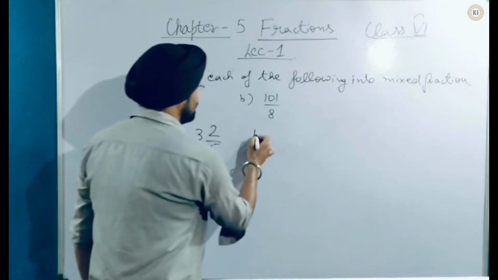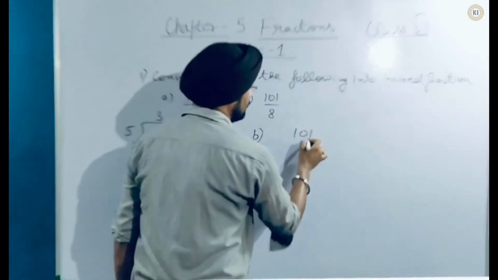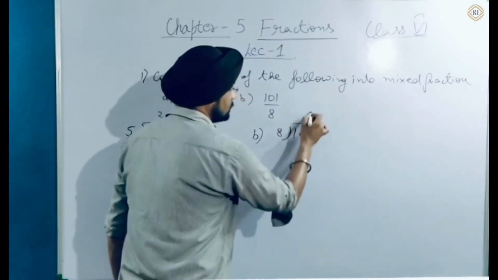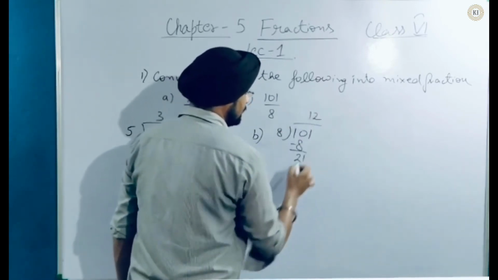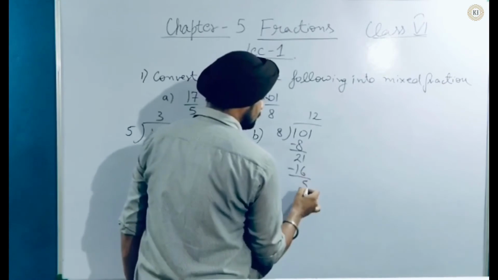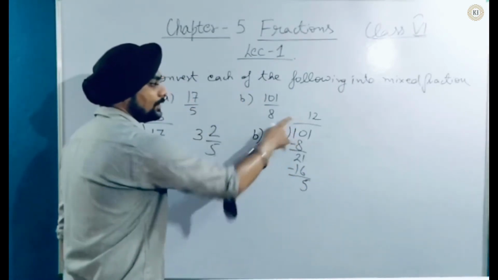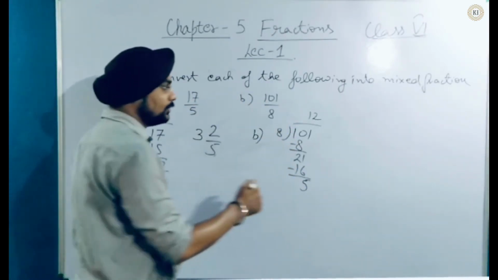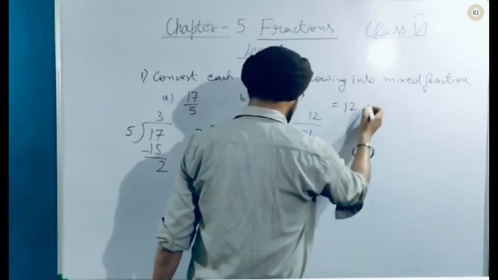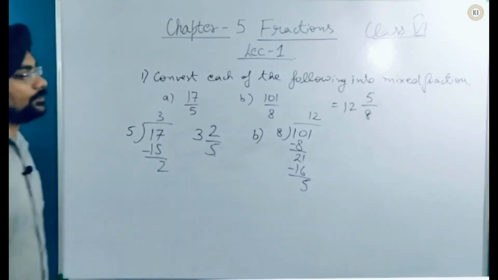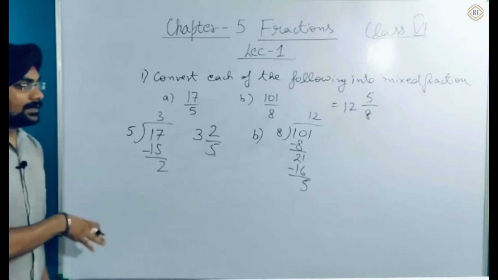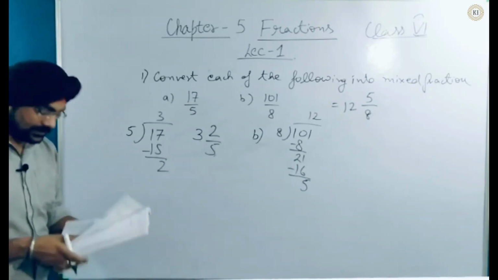Come to the B part. Again you divide 101 by 8. So 8 1s are 8, 21. 8 2s are 16. 5 is the remainder. This 12, this quotient, will come in the whole part. It will be 12 whole 5 upon 8. So in this way we are going to convert an improper fraction into a mixed fraction.